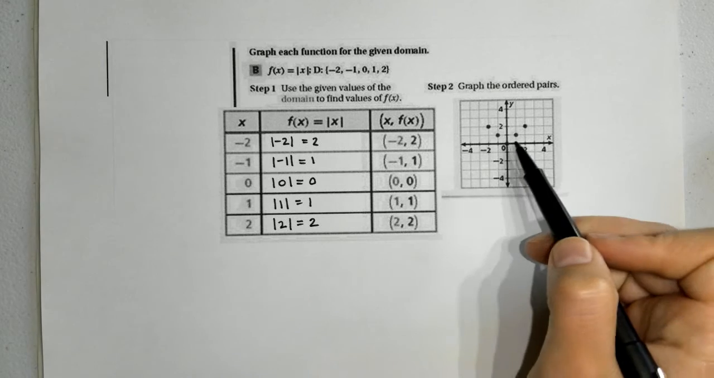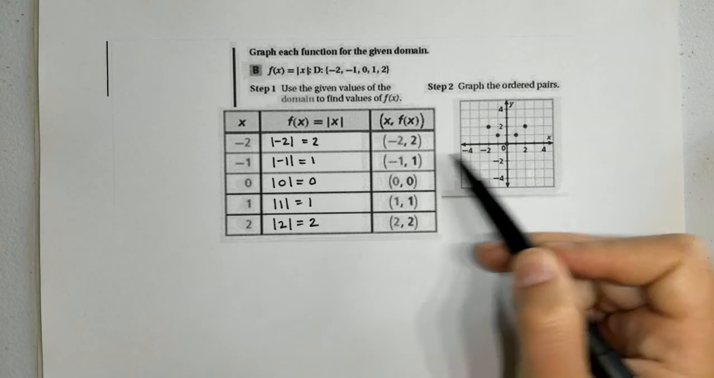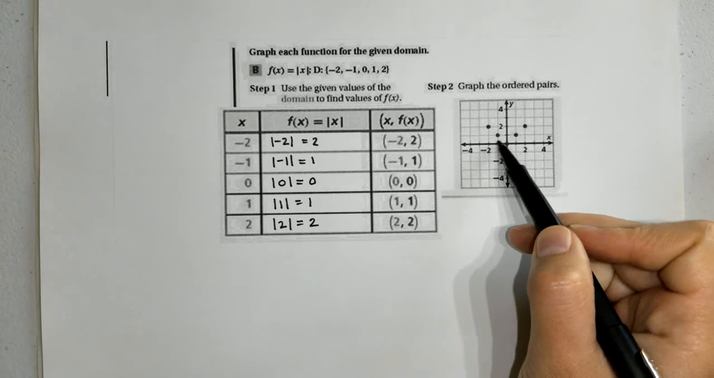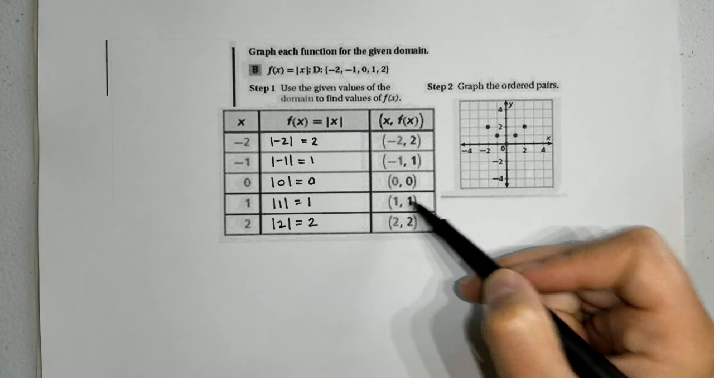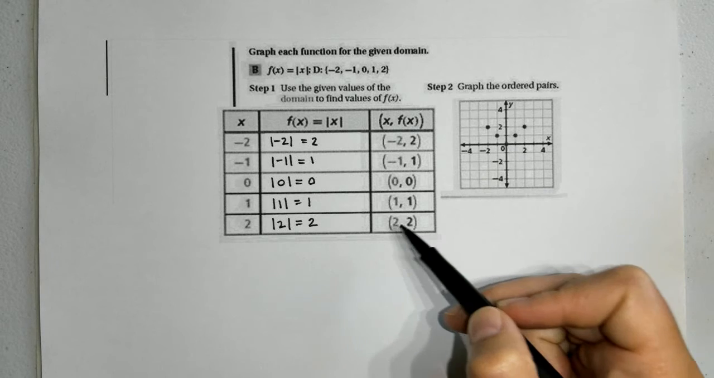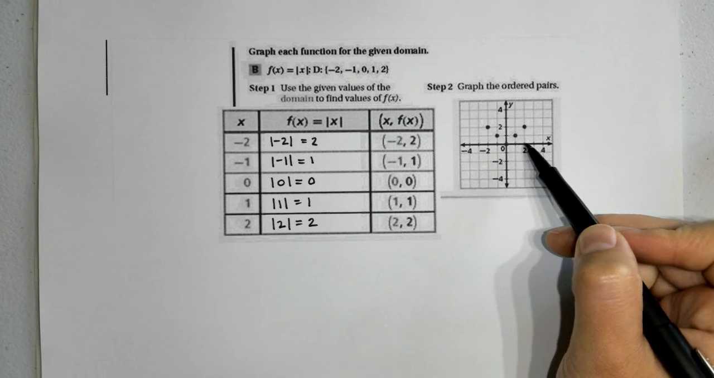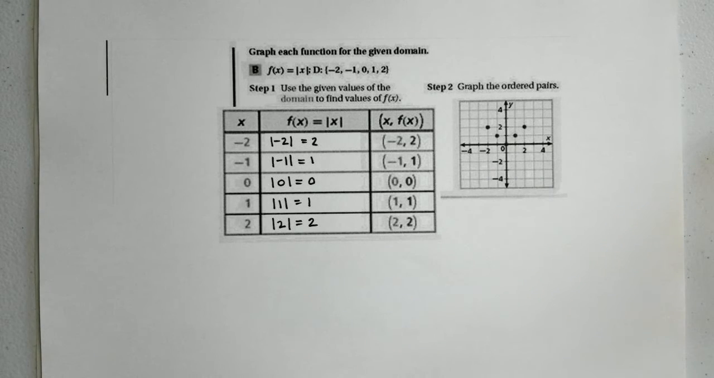So to plot those: negative 2, 2, left 2, up 2. Negative 1, 1, so left 1, up 1. 0, 0, that's your origin, so right here. 1, 1, right 1, up 1, and then 2, 2, right 2, up 2. Okay, so you fill out your table and then plot your ordered pairs.